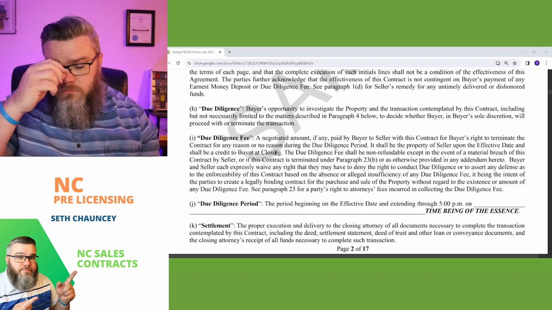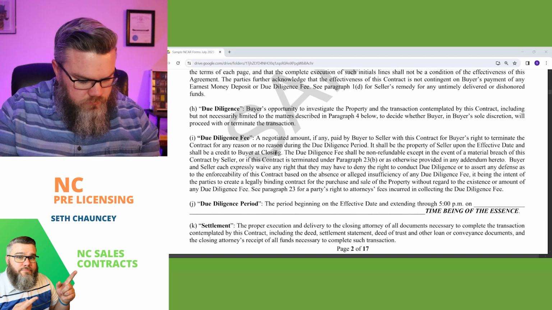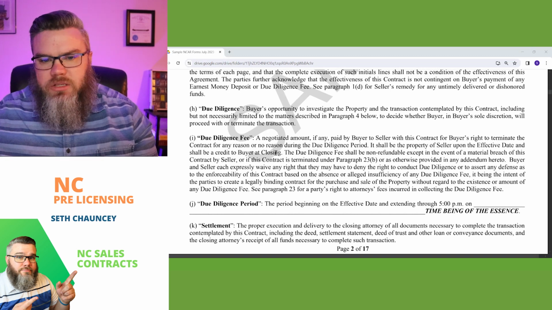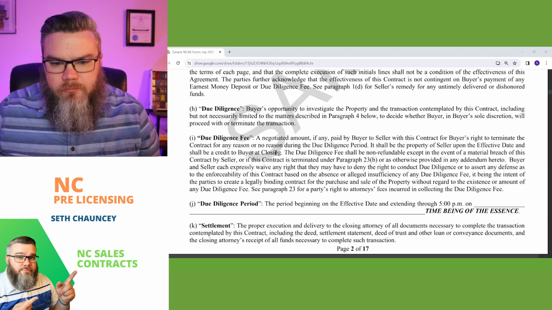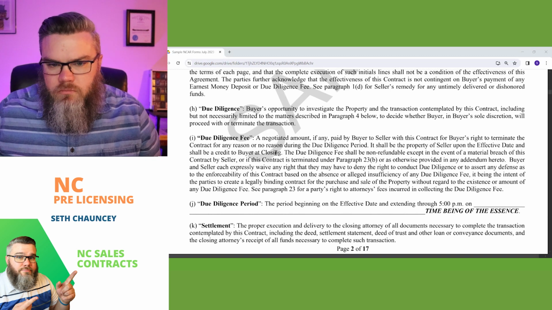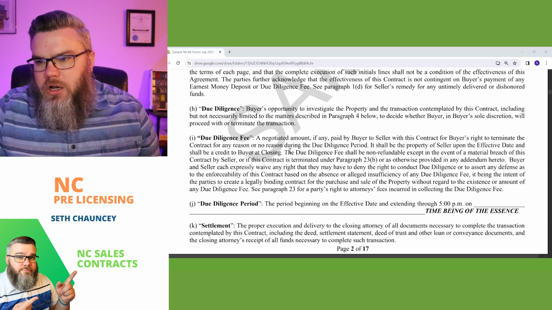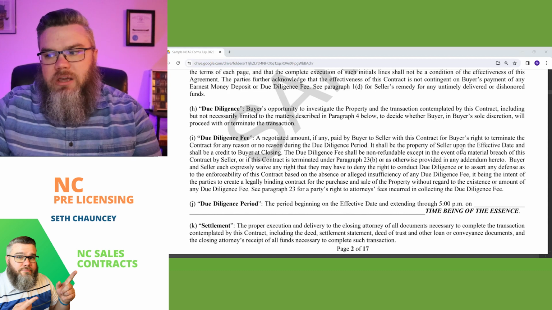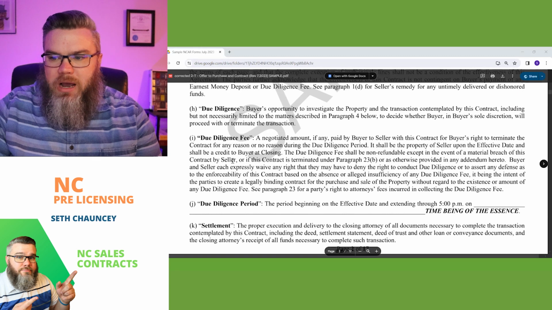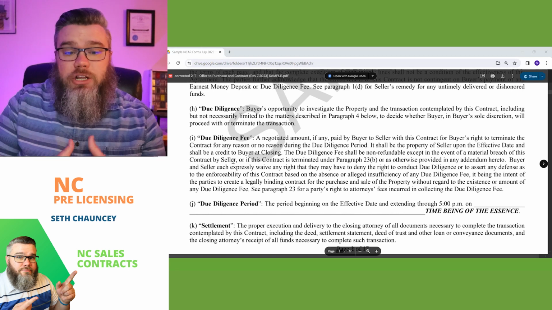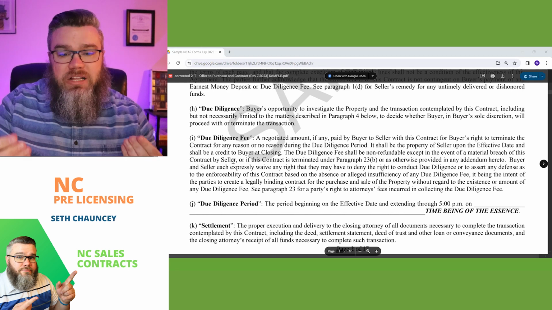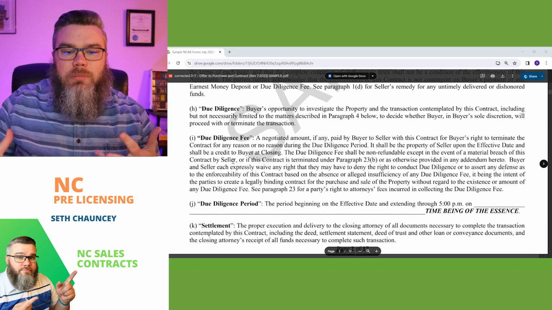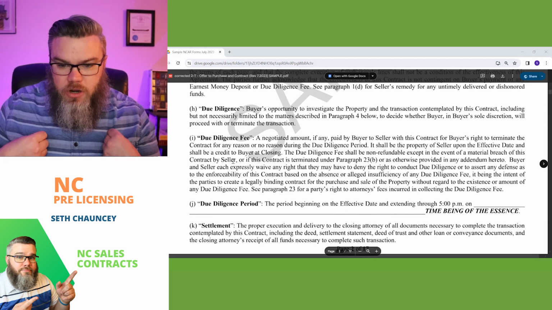So it's that due diligence money never goes to the escrow account. Never. It goes directly to the seller, always. Okay. Yep. So then it goes on to say, the due diligence fee shall be non-refundable, except in the event of a material breach of this contract by the seller. So in other words, if the seller breaches, that's part of that compensatory damages, right? Make me whole, reimburse me the money that you took from me.